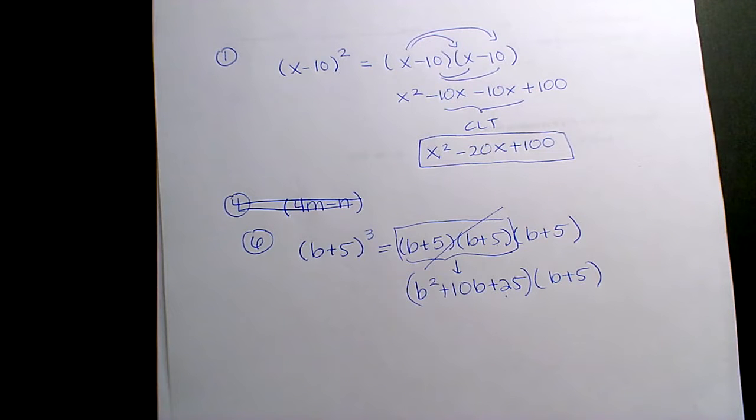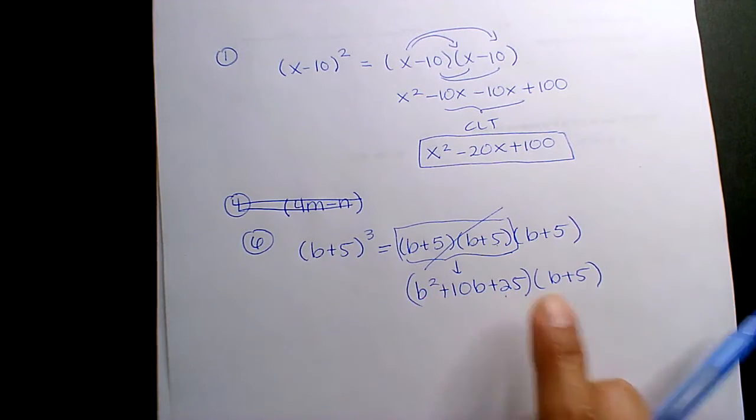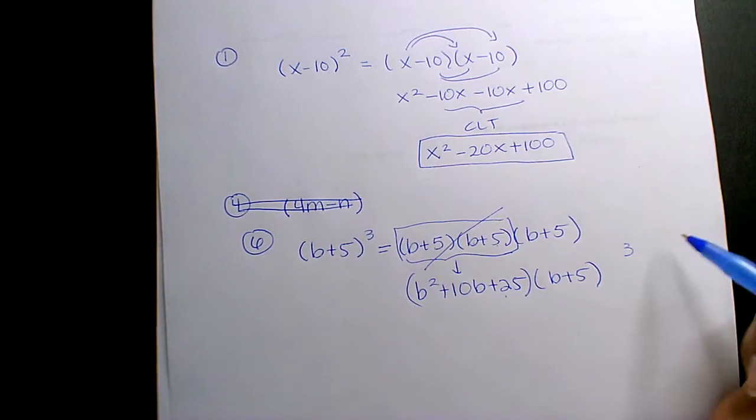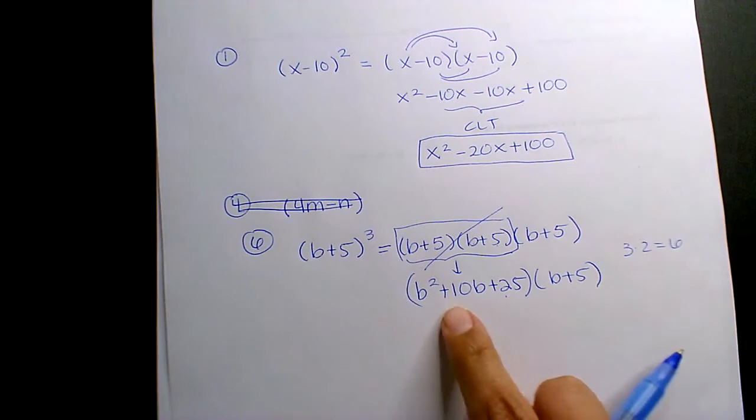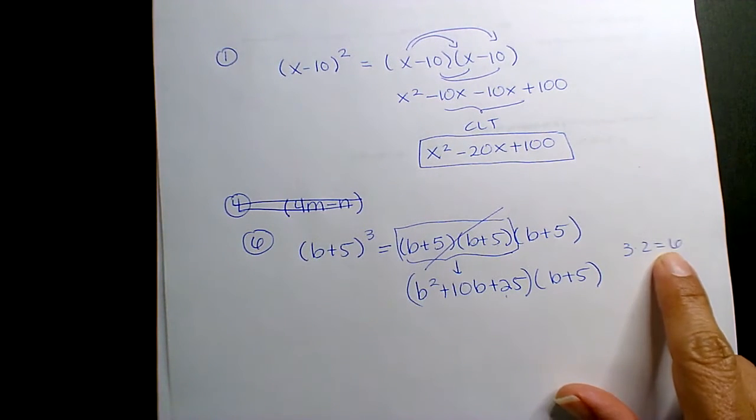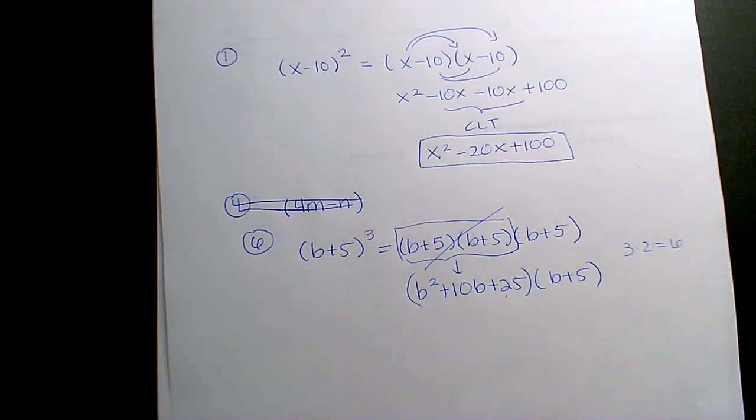Okay, so now you have to distribute again. And so look, these are 3 terms, 1, 2, 3, right? This is 2 terms, 3 times 2 is 6. If you expand it out correctly, you're going to end up with 6 terms that you're going to combine.